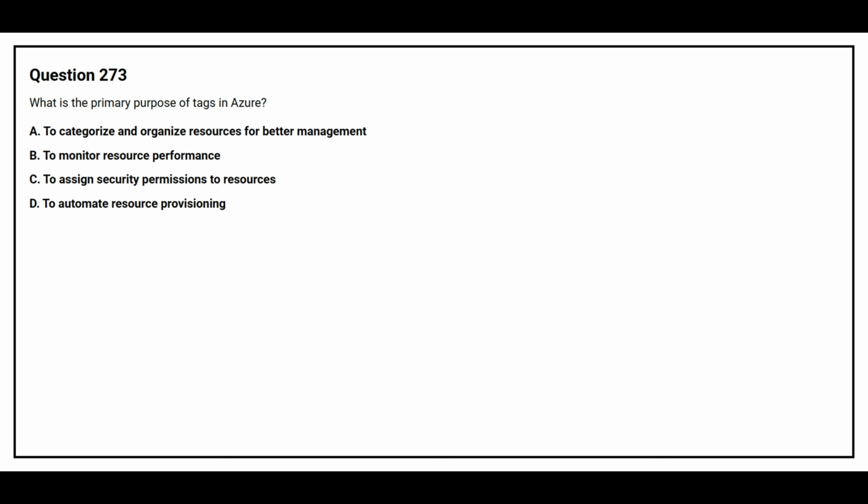Question number 273. What is the primary purpose of tags in Azure? Option A, to categorize and organize resources for better management. Option B, to monitor resource performance. Option C, to assign security permissions to resources. Option D, to automate resource provisioning. The correct answer is option A, to categorize and organize resources for better management.